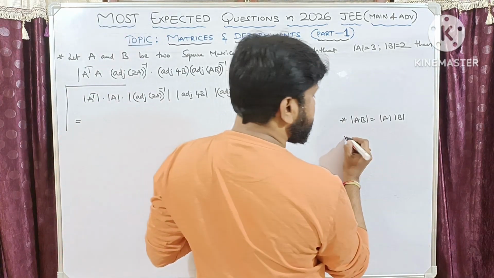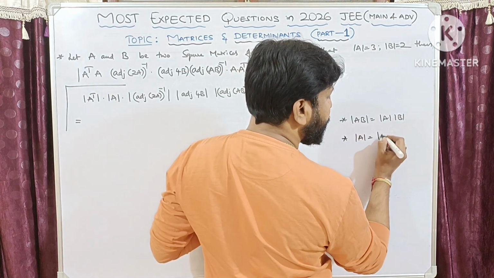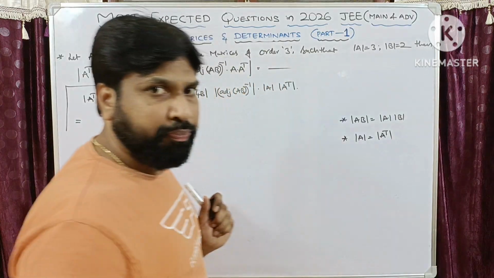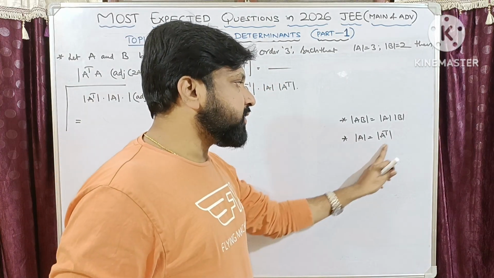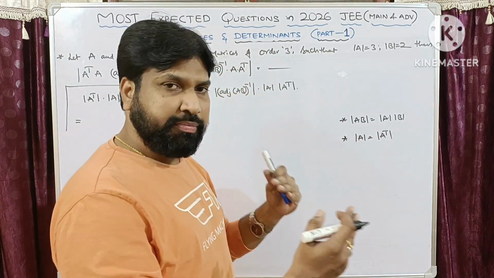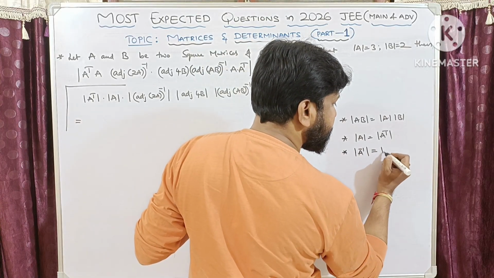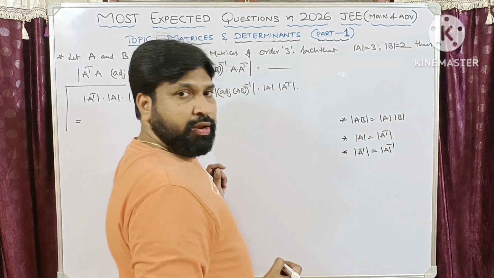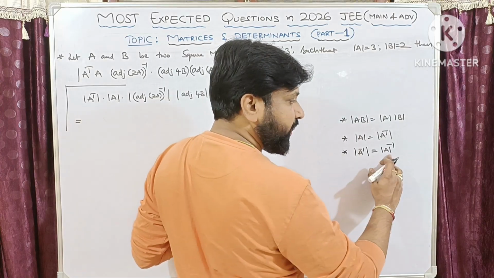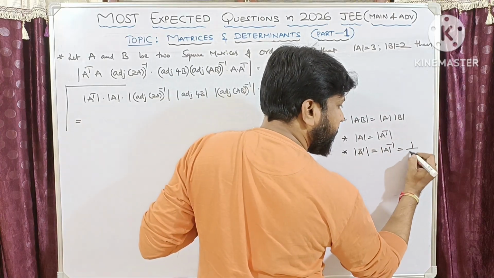What are the important points? The determinant of A and the determinant of A transpose are both the same. If you take any example, A matrix and A transpose matrix, if you find out the determinants, both will always be equal. And moreover, determinant of A inverse can always be written as det A power minus 1. The other property is determinant of A inverse equal to det A power minus 1. Of course, this can be written as 1 by det A.